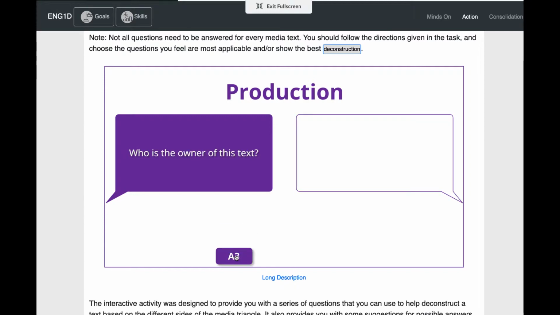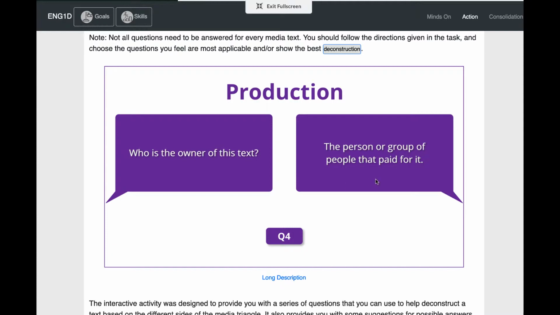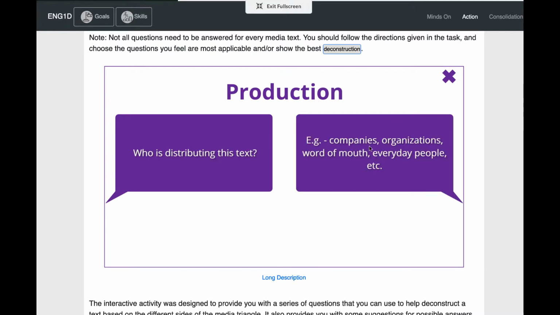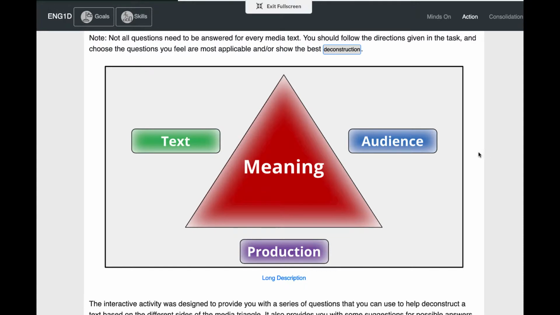Who's the actual owner? And it's the person or group that paid for it, right? So that would be the producers would be paying for the movie to be made. And who's the distributor? Maybe it's Netflix. Companies, organizations, word of mouth, everyday people. And that would include YouTube also. All right, then you just click the X.